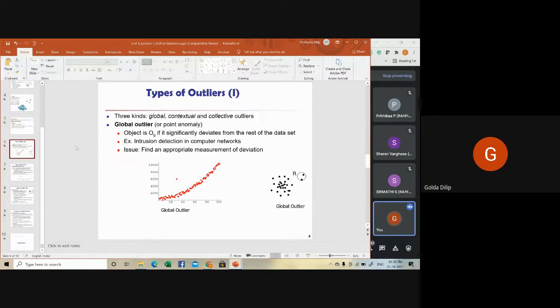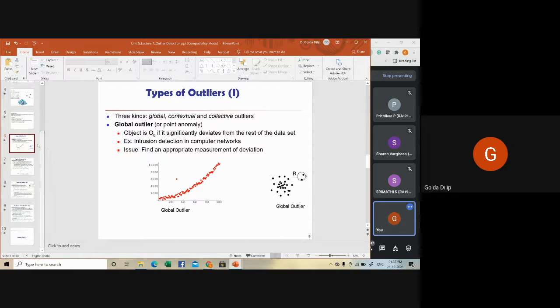Now looking into the different types of outliers. You have three types of outliers. The first one is called the global outlier. The second one is called the contextual outlier. The third one is called the collective outlier.